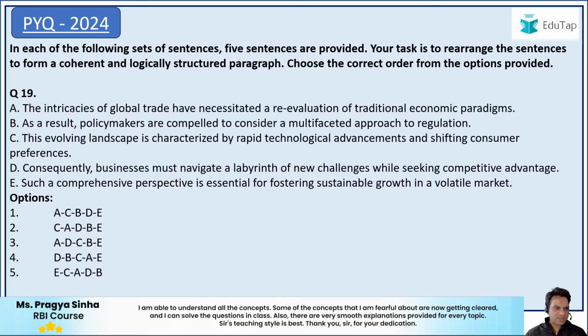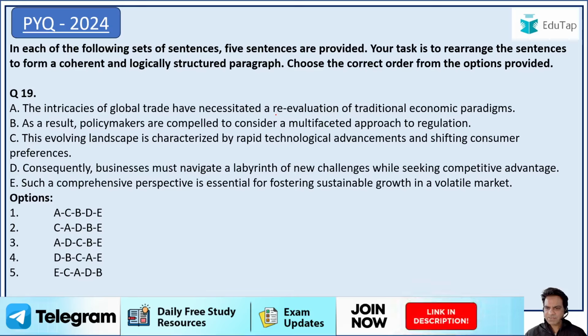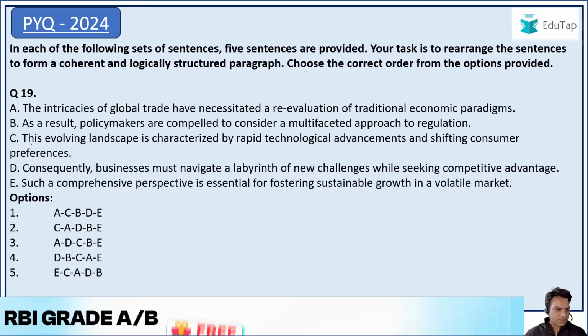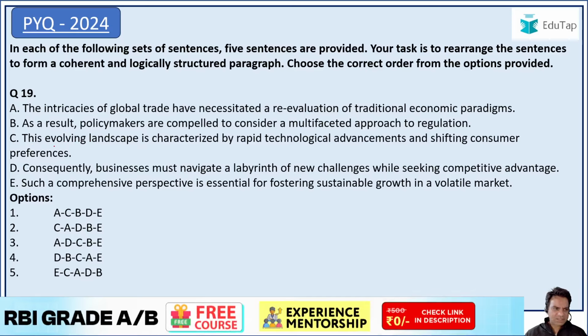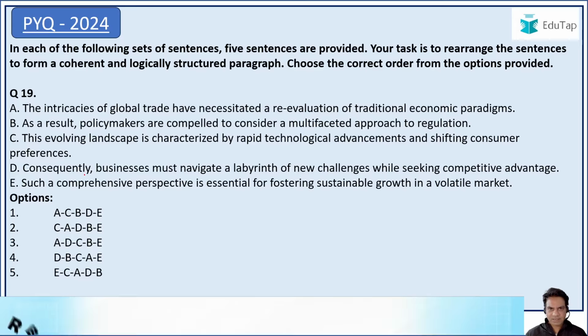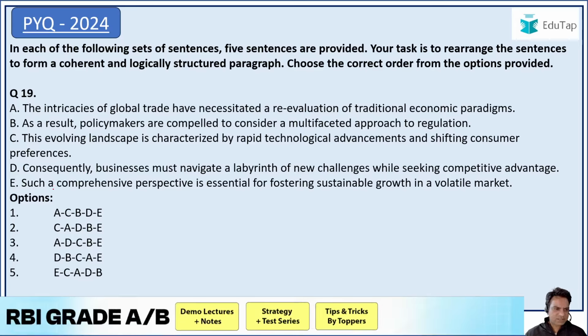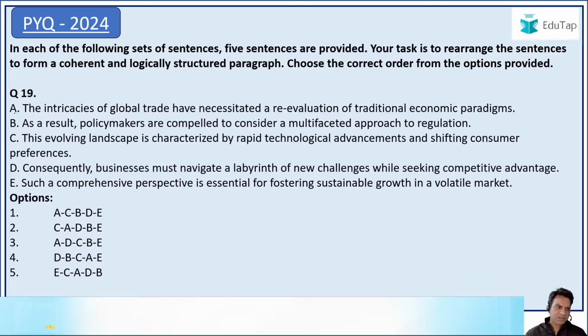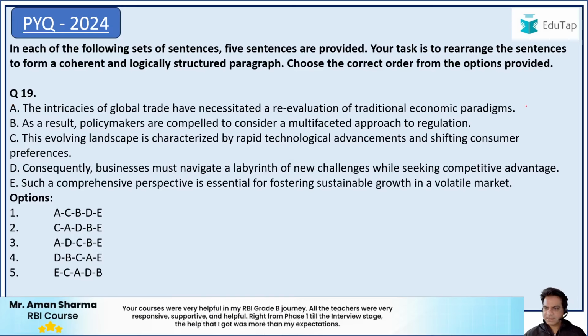So let's do it. The intricacies of global trade have necessitated a re-evaluation of traditional economic paradigms. As a result, no, this cannot be sentence number 1. This evolving landscape is, no, this cannot be sentence number 1. Consequently, conjunction, cannot be number one. Such a comprehensive perspective is essential. Such, again, can't be number one. So obviously option A is sentence number one.